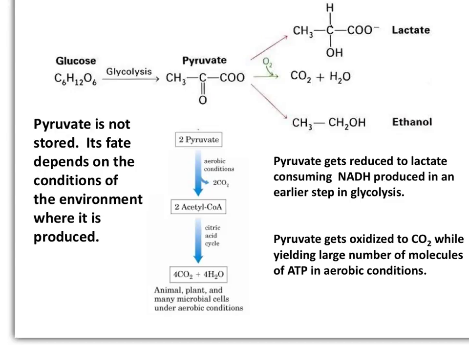This is a continuation of the metabolism of glucose. Pyruvate, the end product of glycolysis, can be further oxidized to form carbon dioxide and water under aerobic conditions. It can be reduced to form lactate, and it can also form the molecule of ethanol, these two under anaerobic conditions.